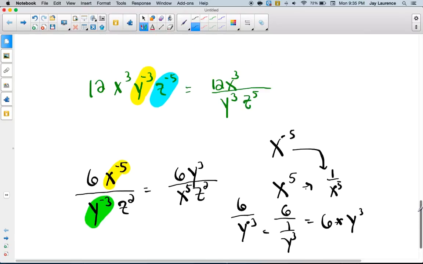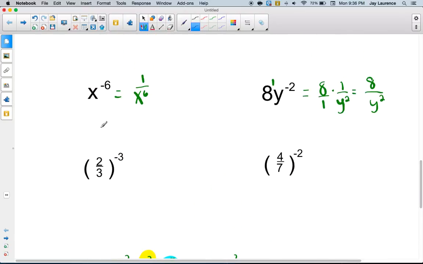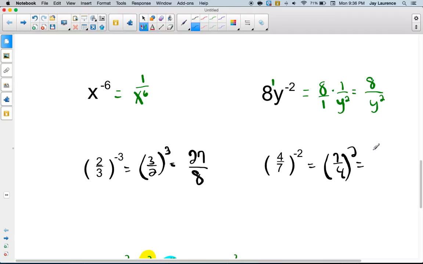All right, let's go back up to the other examples here. Now, when I have something like this, the first thing I like to do is to make that a positive. So I'm going to take the reciprocal of 2/3 and change it to that. That's supposed to be a 3 there. And now I'm going to do 3 cubed, which is 27, and 2 cubed, which is 8. All right, this one here, I'm going to do the reciprocal, 7/4, which changes the exponent to a positive because I took the reciprocal. And then I'm going to square the 7 and get 49.